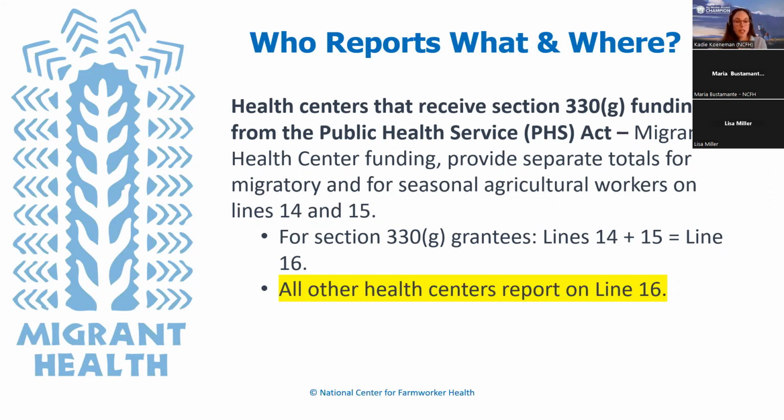For other health centers that do not receive 330G funding, they report their total migratory and seasonal agricultural worker patients on line 16. All health centers report these populations regardless of whether or not they directly receive special population funding.